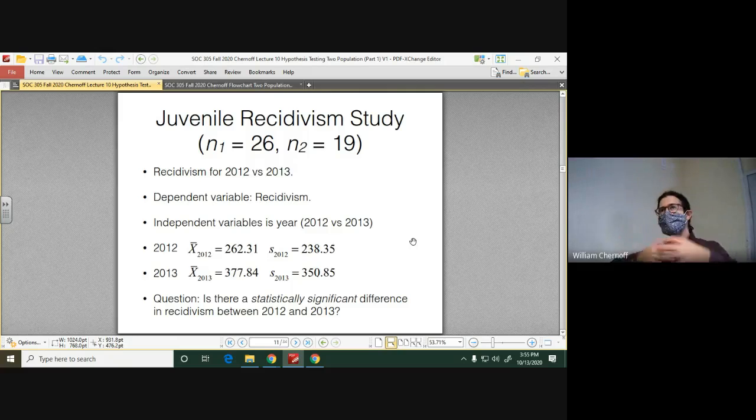So we can think about using this method in the context of the juvenile recidivism study. Again, imagine a population of youth who have recidivated, who've been involved with the justice system multiple times. So for each of these youth, we can figure out how many days it took them from being, say, released from the system to being involved in the system again in the future. And we might be interested in how recidivism changes from year to year. So we might have, say, data from 2012 and data from 2013. We might wonder, well, is recidivism up or down from one year to the next?